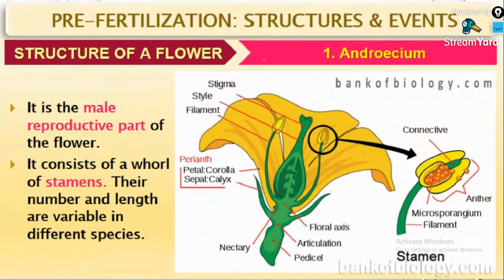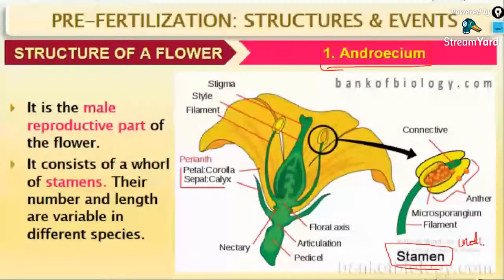Guys, look at the diagram. The male part of the plant is known as the Androecium. The Androecium consists of individual units called stamens. Stamens are the individual units of the Androecium, and the stamen consists mainly of two parts, the anther and the filament. I think these are common things which you know, right?